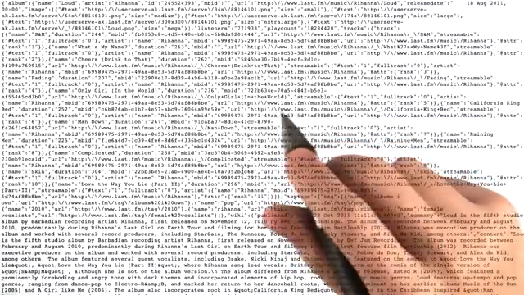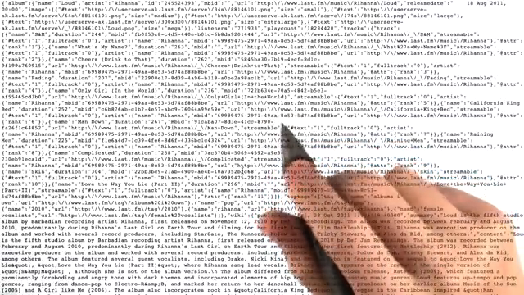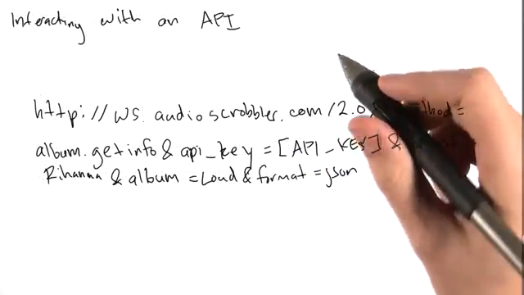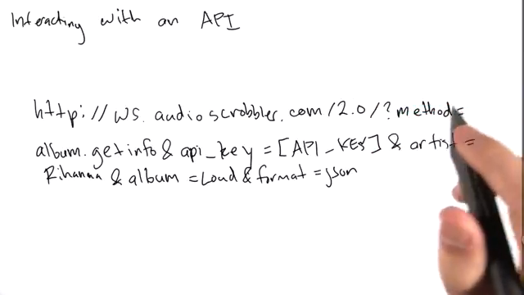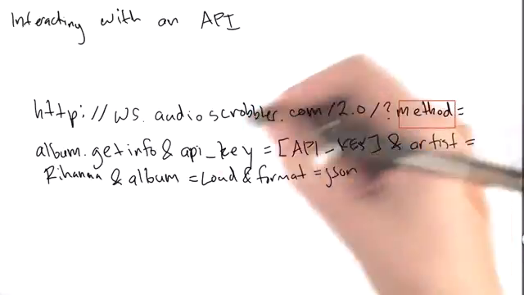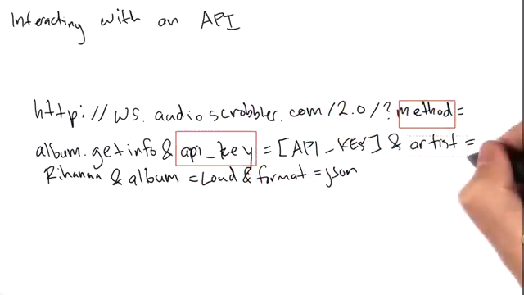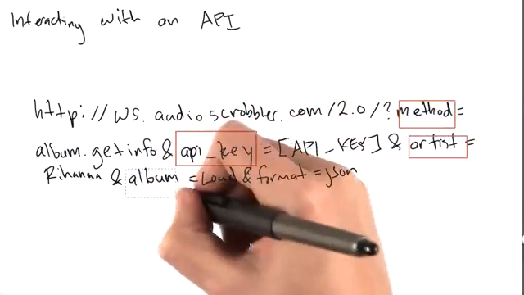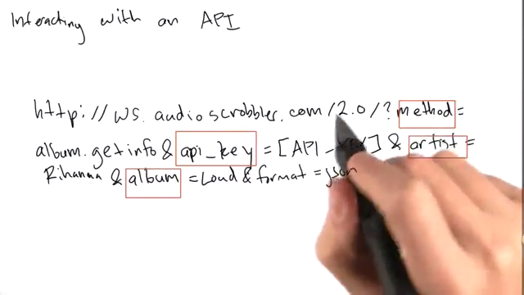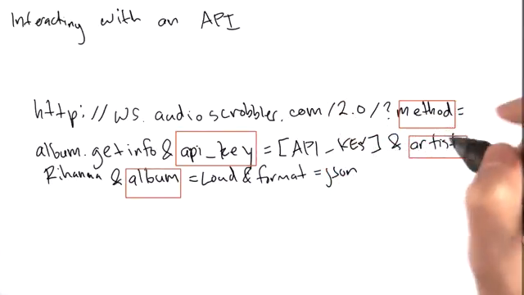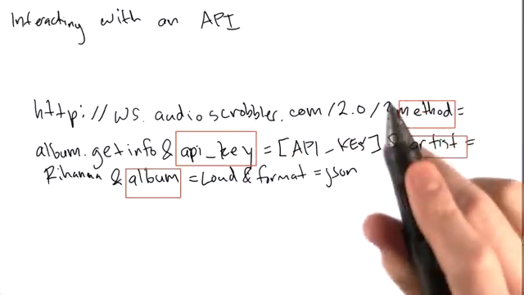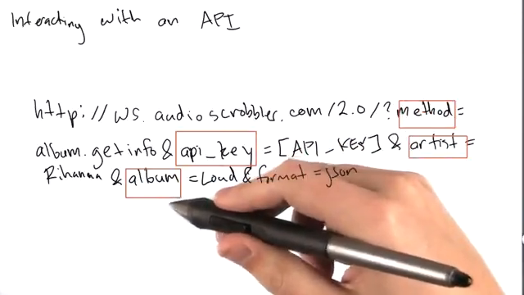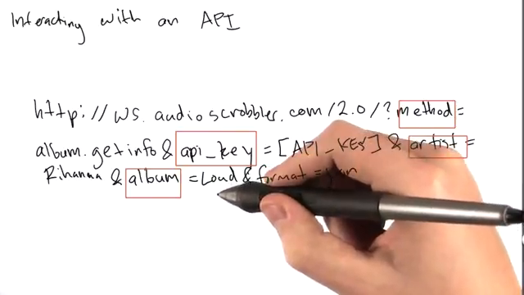Okay, now I want to point out a few interesting things about the URL. See all the parts after the question mark? That's how we define API parameters, like the method, the API key, the artist name, and the name of the album that you want data for. So for example, if we wanted information on a different Rihanna album, like the album Unapologetic, we could simply change the album parameter here from Loud to Unapologetic.